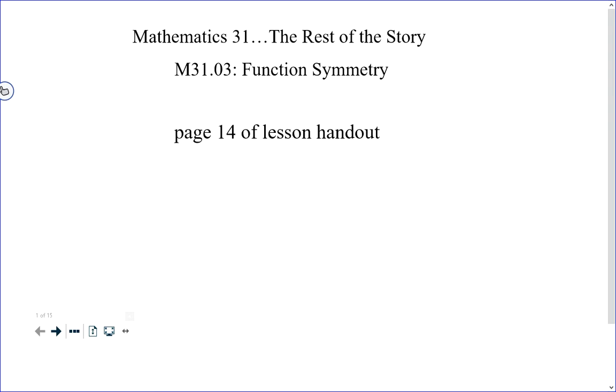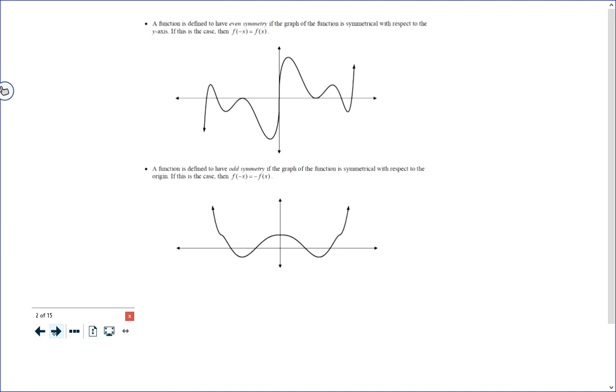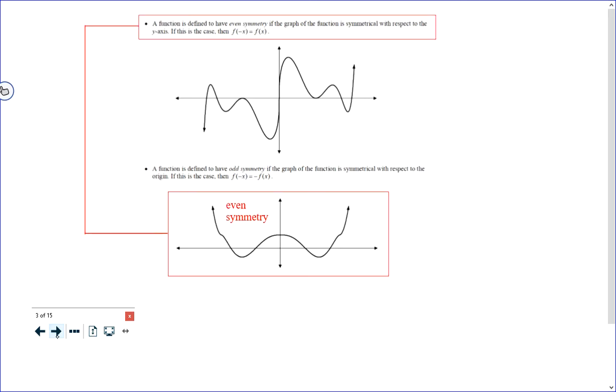And the first thing that we're going to be talking about is what's called function symmetry. In your handout on page 14, there is a serious mistake with the graphs. When I pasted these graphs in here, I pasted them in the wrong places. So at the top where it talks about a function having even symmetry, and I'll get to what that means with the function notation in a second, even symmetry is actually the graph at the bottom of the page.